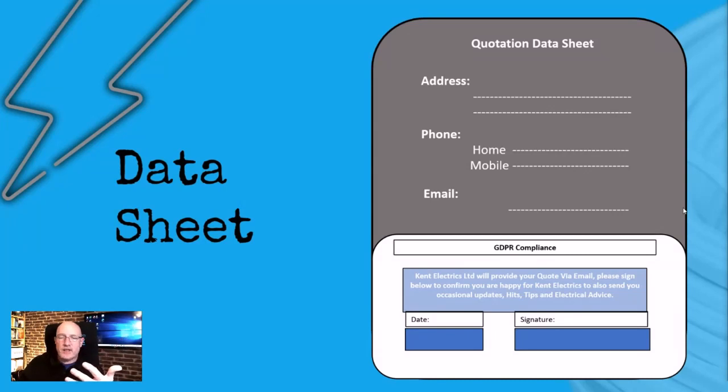If you did this on a quote where you arrive and you've got a clipboard and you're saying, right, I'm going to send you out your quote, I just need you to complete this form before I leave. And then they put their address, their phone number, their mobile, their email address, all that. You can fill all that in, and all they have to do is date and sign it at the end. Now you're covered. As far as GDPR is concerned, you've got their permission.